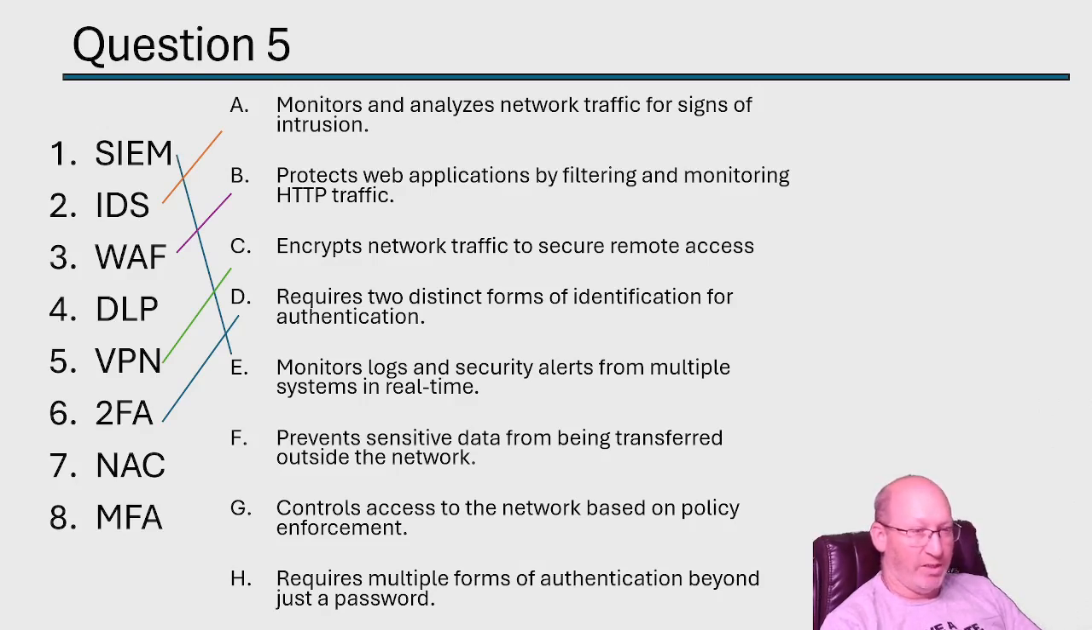Now F is going to be DLP. DLP, data loss prevention. Just because nothing else makes sense. It's not NAC. And it's not MFA. We've already identified what MFA is. That means it has to be DLP. There we go. G, controls access to network based on policy enforcement. Well, that's network access control. And that means that H right there is multi-factor authentication. All right, and so that's our matching.